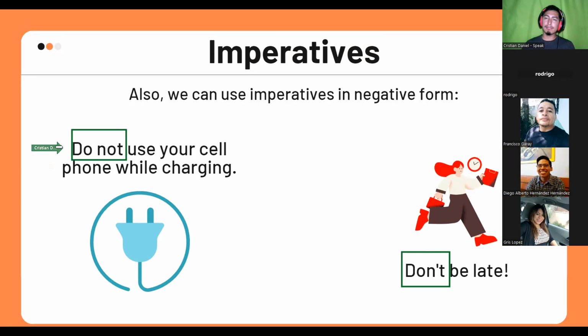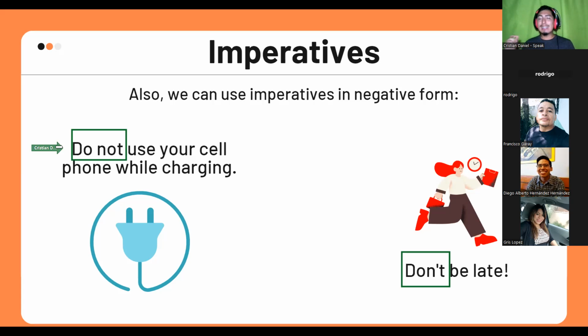For example, in the user guide of your smartphone. Very good. If you have a smartphone, everybody, you can hear, or you can read this instruction: Don't use your cell phone while charging. Avoid using your cell phone while charging. And we are not using a subject: you don't use your cell phone while charging, okay?